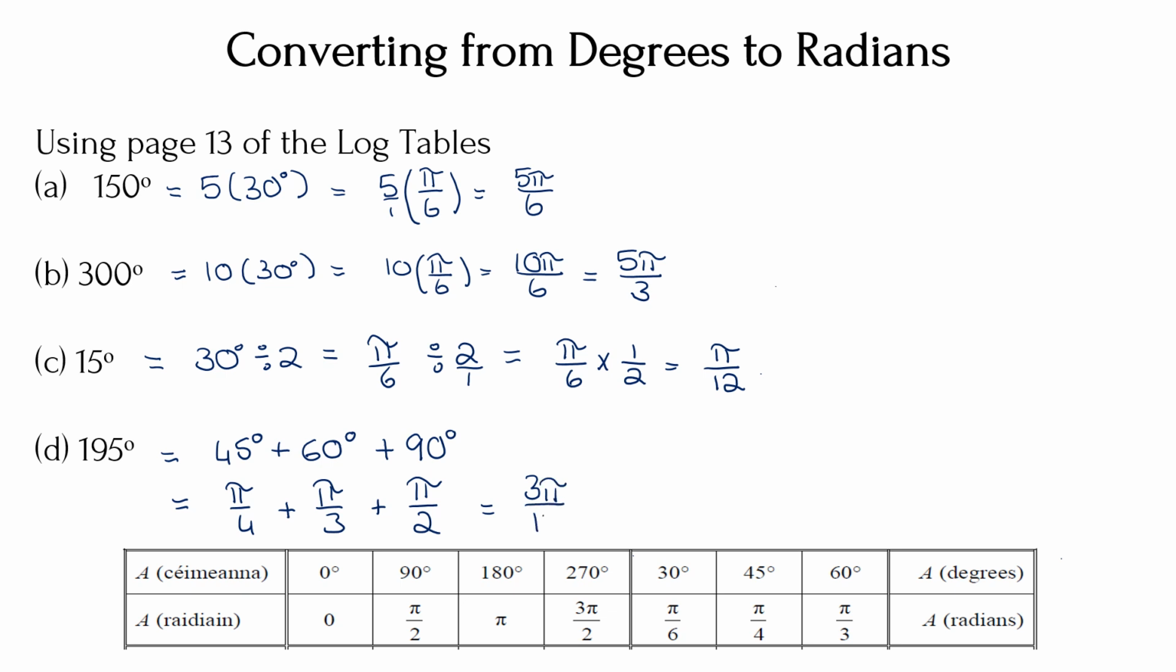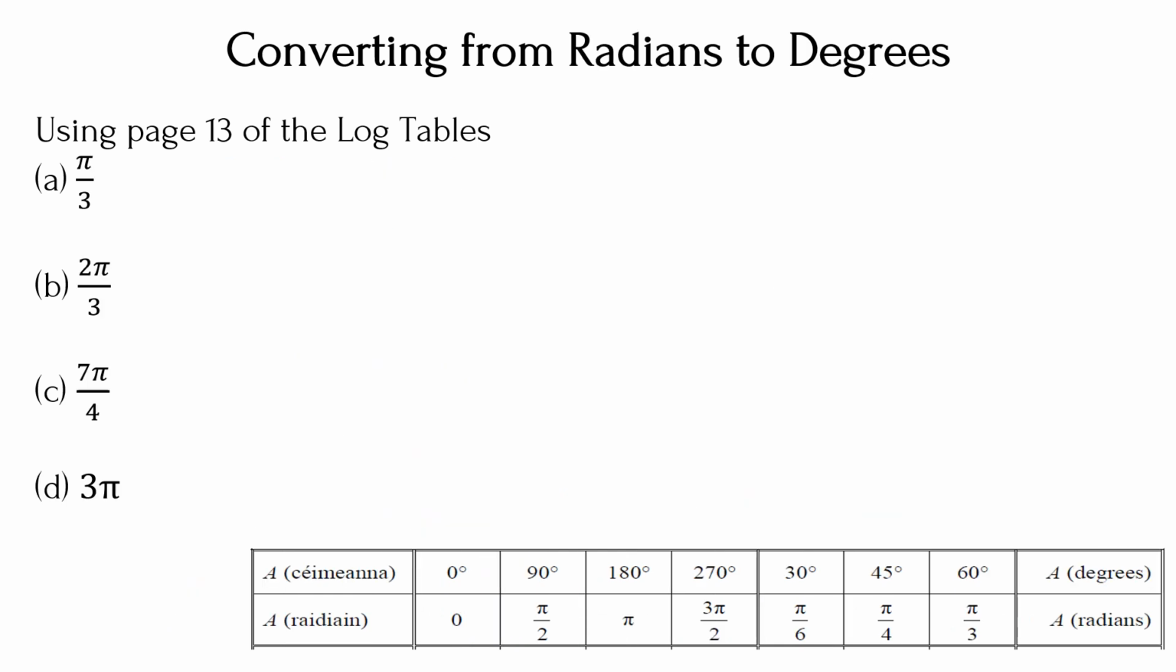So 3 pi over 12 plus 4 pi over 12 plus 6 pi over 12. When we add fractions, we just add the top. The denominator is just telling us they're 12ths, and we get 13 pi over 12, which makes sense because that's just over 1 pi, and 1 pi is 180 degrees.